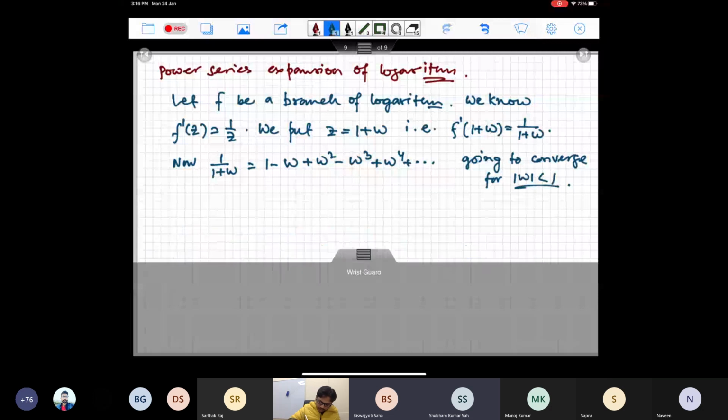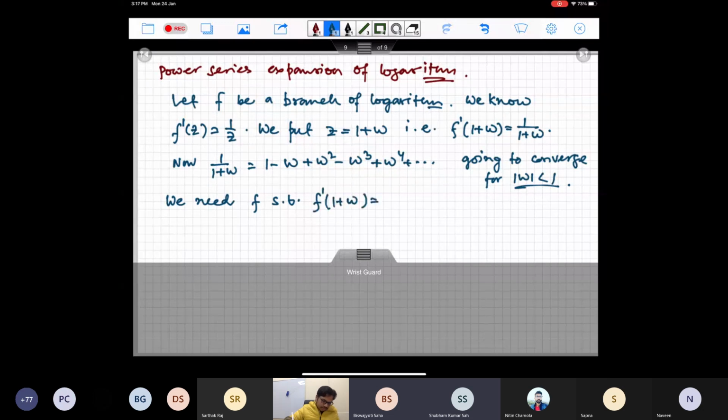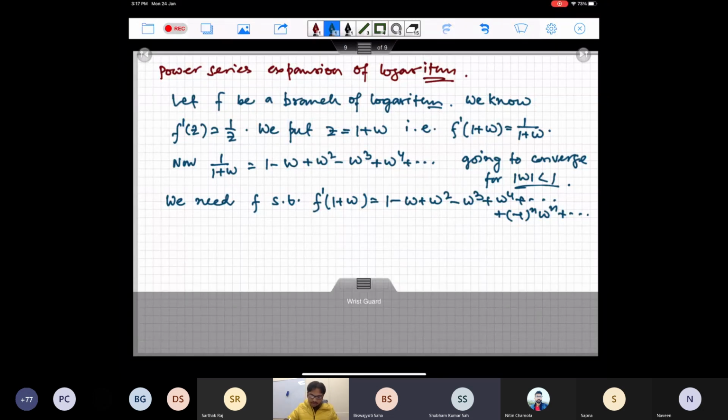Now what do I do? See, I'm looking for a function, so we need f such that f prime of 1 plus w is given by this expression, 1 minus w plus w square minus w cubed plus w power 4, and so on and so forth. So this is what I need. I think the generic term will be minus 1 power n w power n. Anyway, this is what I need, means I need a function f such that this is what happens. Okay, so let us go to the formal world and let us try to construct, and see if I can get something out of it or not.